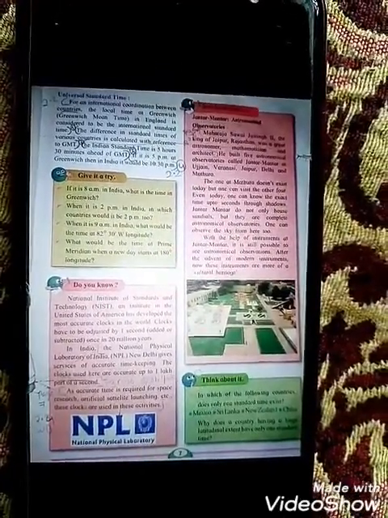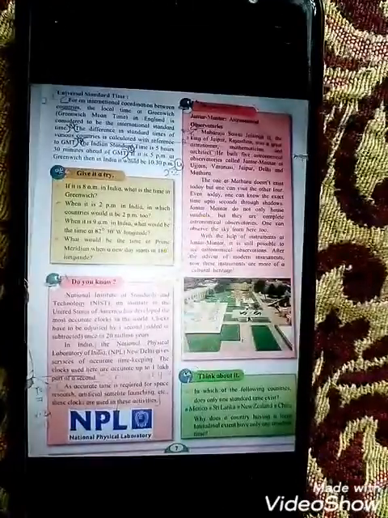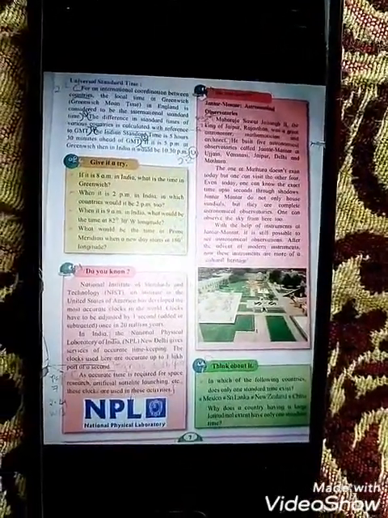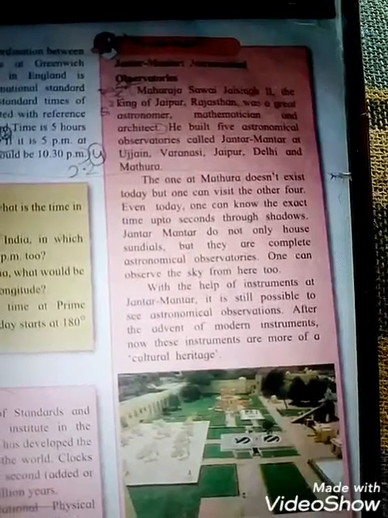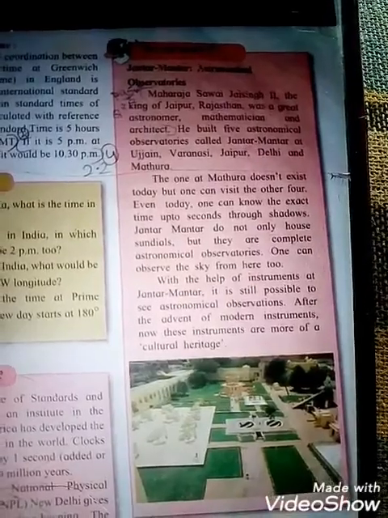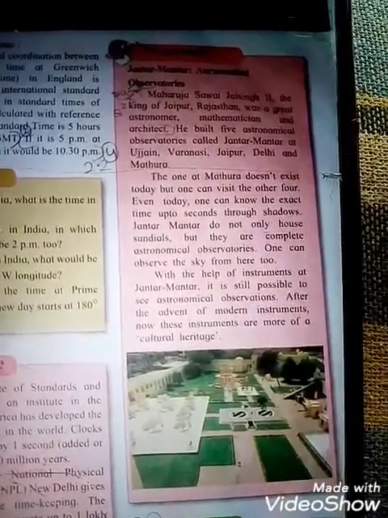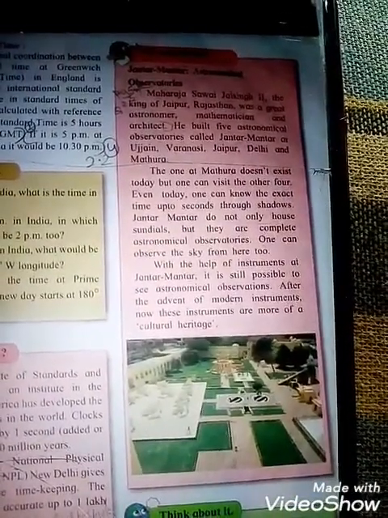One can know the exact time up to the second through the shadows. The Jantar Mantar are not only sundials, but complete astronomical observatories. One can observe the sky from here too with the help of instruments at Jantar Mantar. It is still possible to see astronomical observation after the advent of modern instruments. Now these instruments are more of a cultural heritage. See the pictures. Okay, that is about Jantar Mantar.